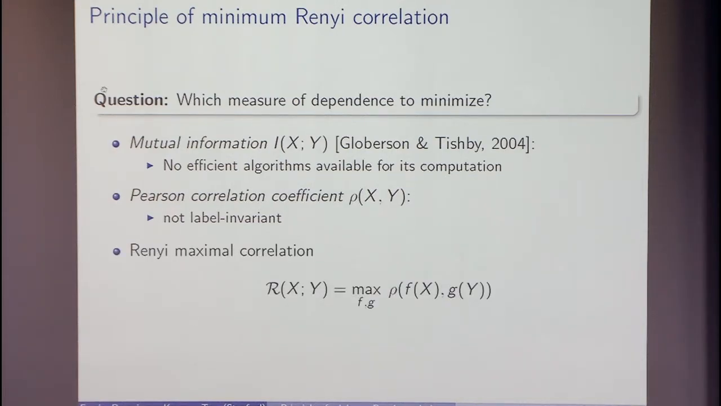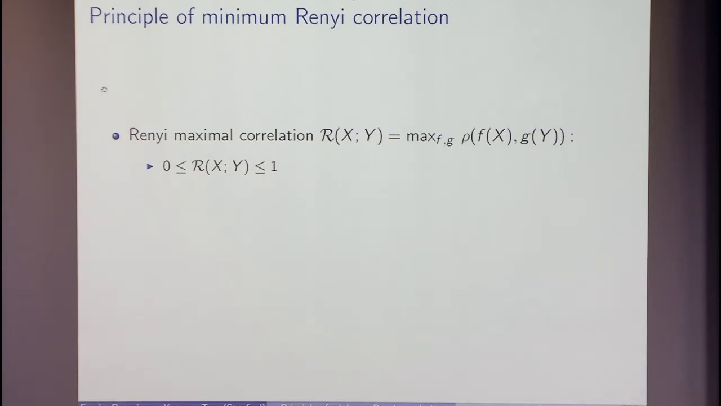So Renyi, observing this issue, suggested this metric, Renyi maximal correlation, which takes the maximum of Pearson correlation coefficients over all functions f and g that we can define on x and y. In this way, we can address nonlinear dependencies between x and y, and it can be seen that this measure, which finds the two functions f and g that maximize the correlation, satisfies several desired properties.